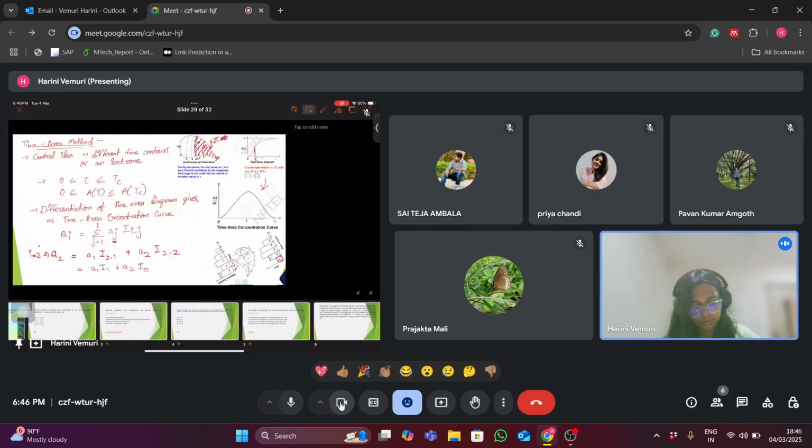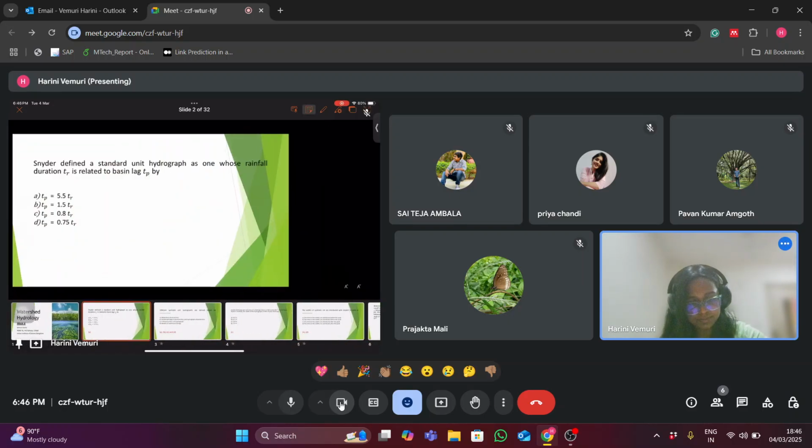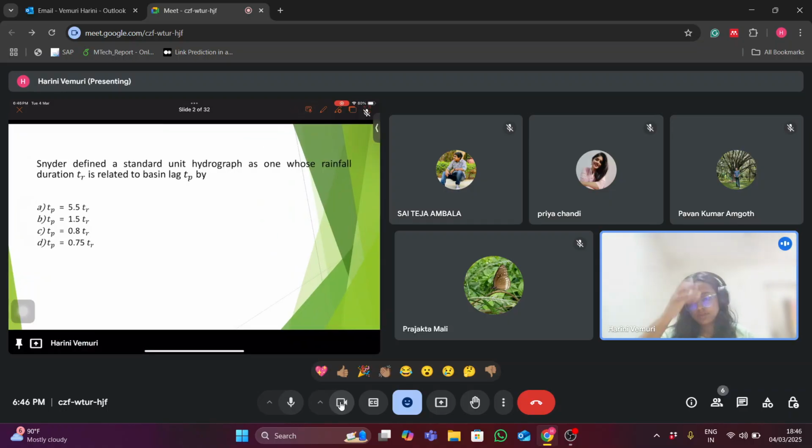Now let's look into a few problems related to this. The first question is: Snyder defined a standard unit hydrograph as one whose rainfall duration TR is related to base time by basin lag TP by... So we all know that TR equal to TP by 5.5. Therefore, by rearranging, TP equal to 5.5 times TR.